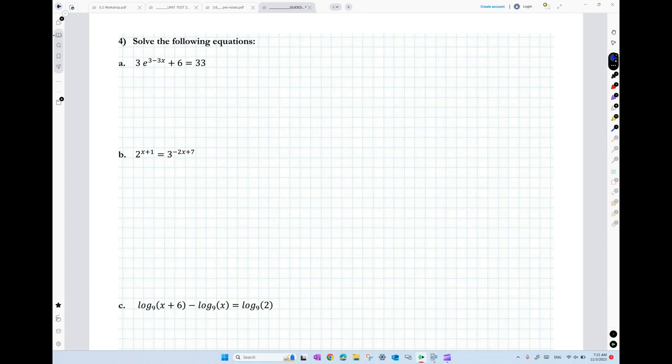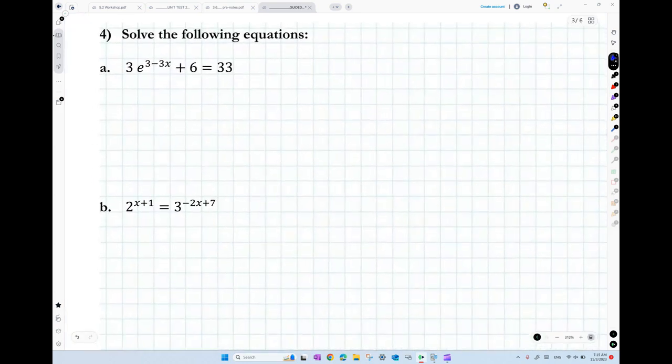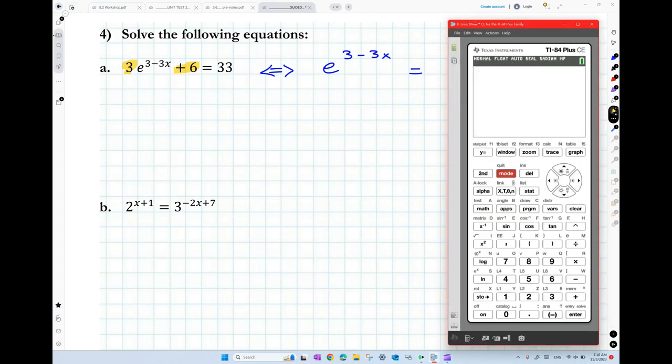Question number 4, equation solving. It is pretty simple. You just have to cross things over. So first I'm going to isolate the base e of 3 minus 3x, which means that I'm going to cross over the addition of 6 and then the multiplication of 3. You can eventually use your calculator.